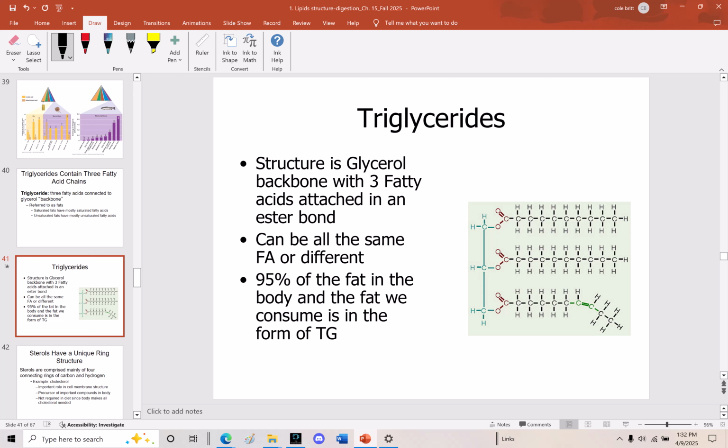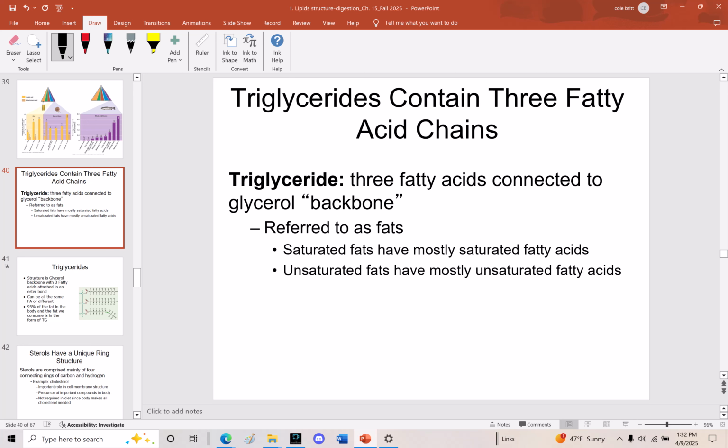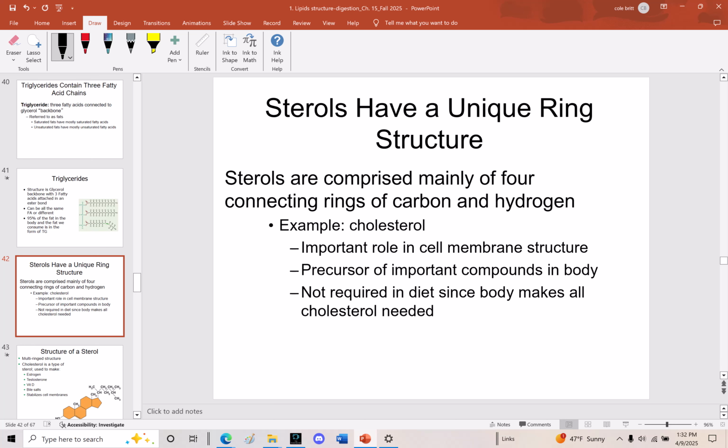All right, so I'm just introducing the structures of the lipids that you need to know. So I've introduced the structure of fatty acids. I've introduced the structure of triglycerides. Now I'm going to introduce the structure and general function of sterols. So sterols have a very unique ring structure. It's actually 4 rings, 4 connecting rings of carbons and hydrogen.